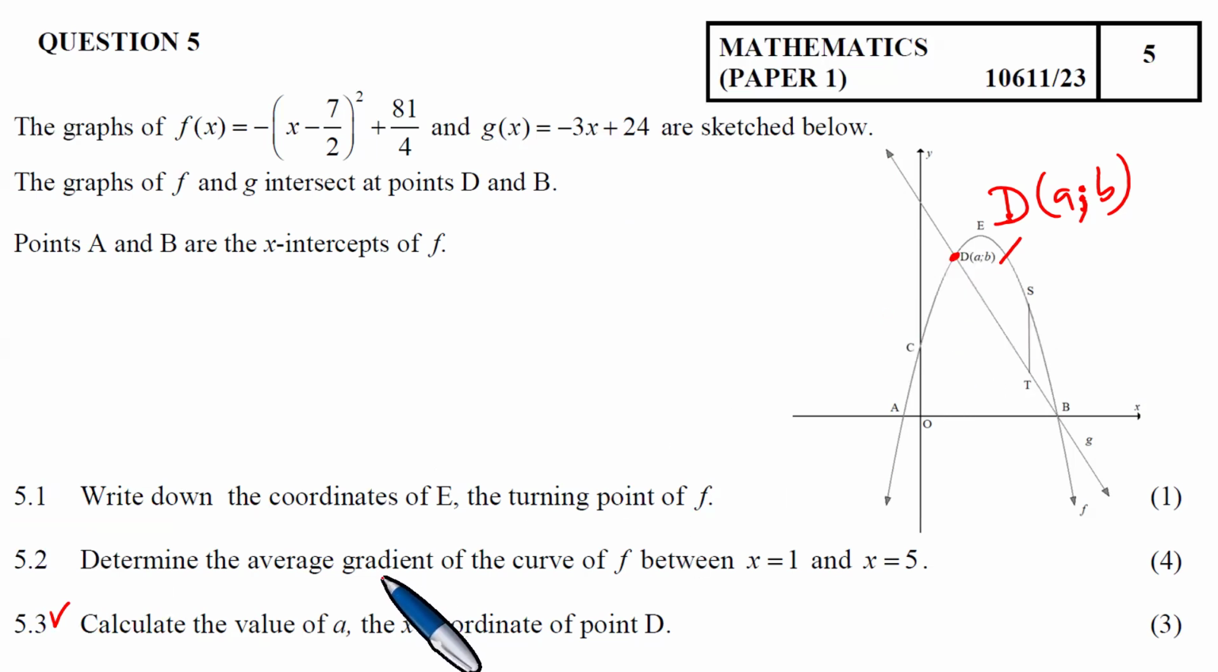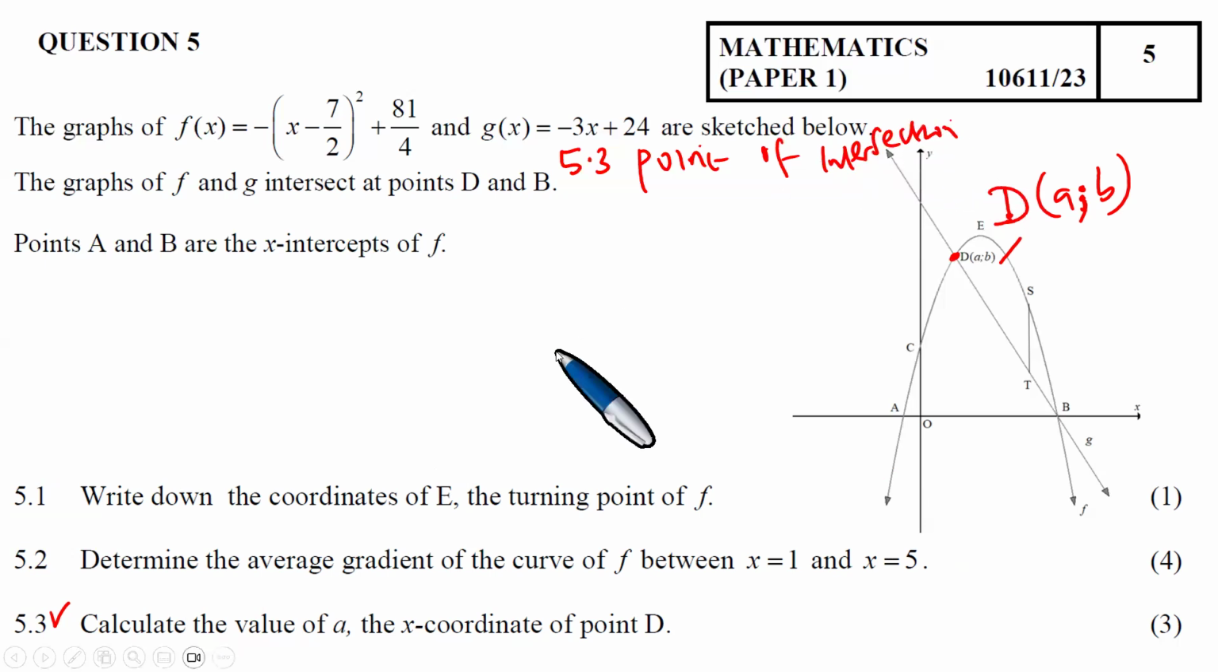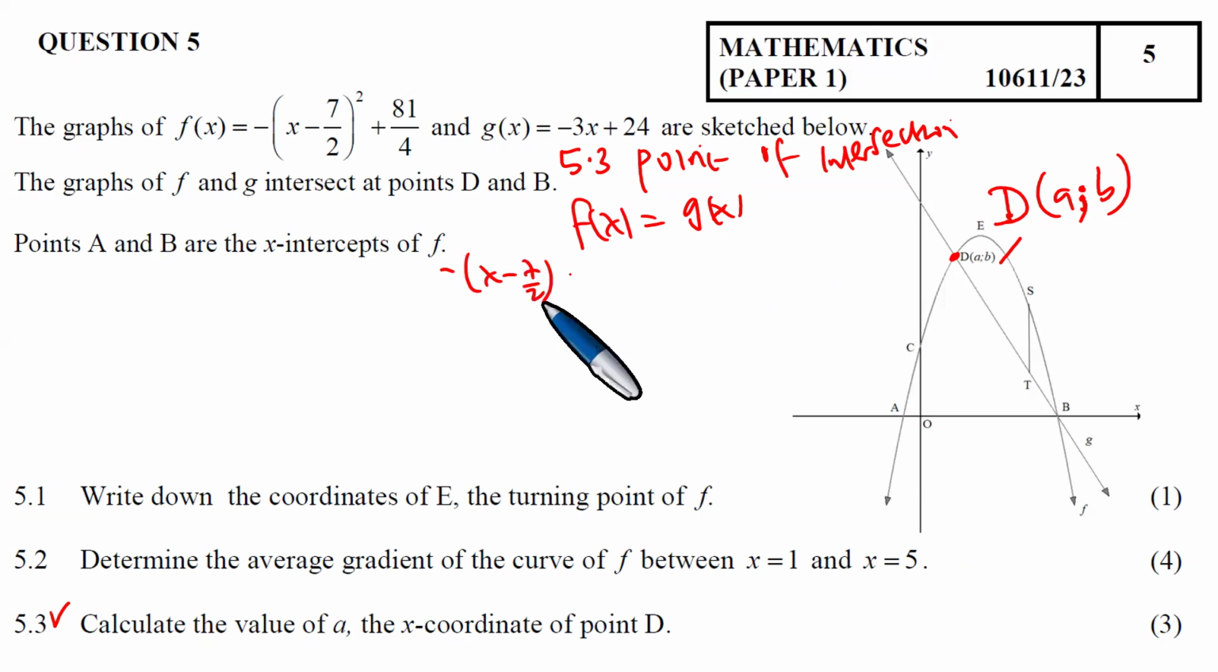So now let us continue. In 5.3, you'll be able to find the point of intersection. What is the point of intersection? It occurs whenever f equals g. f is minus (x minus 7 out of 2) squared plus 81 out of 4. The g is minus 3x plus 24.